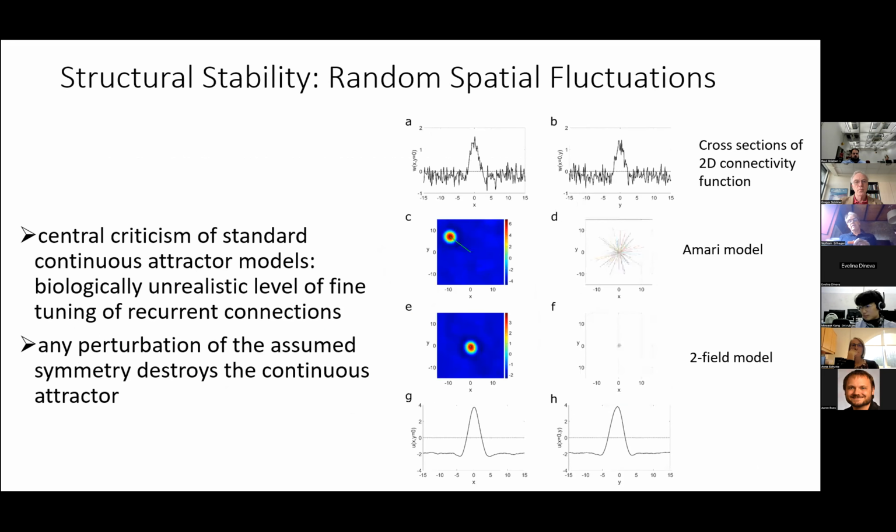The second point, which is also a severe criticism in my mind, is structural stability. If you look at random spatial fluctuations in the connectivity profile, this is a cross-section of a 2D Mexican hat type interaction connectivity function, which has a lot of noise. If you add noise, of course, you destroy the symmetry and the continuous attractor is gone. This is a central criticism.